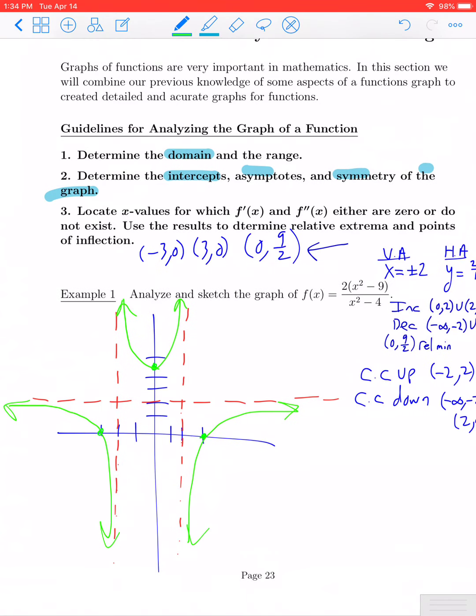So putting that all together, first derivative test, second derivative sign charts, we can find relative extrema, we can find our inflection points, our concavity. Combining that with our pre-calculus things like intercepts and asymptotes allows us to draw a very accurate graph of these things by hand.